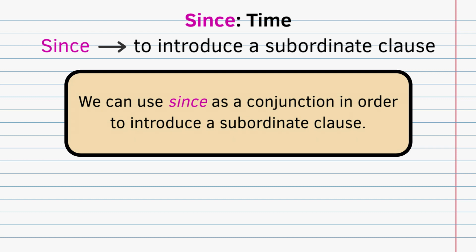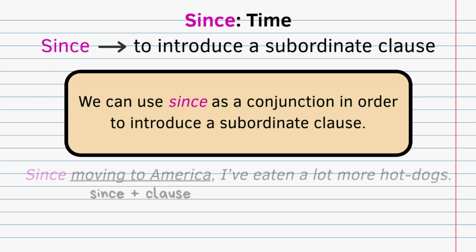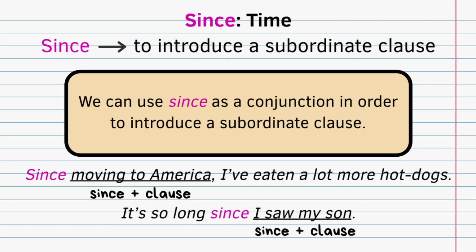Since to introduce a subordinate clause. We can use since as a conjunction in order to introduce a subordinate clause. Here are the examples. Since moving to America, I've eaten a lot more hot dogs. Since plus clause. It's so long since I saw my son. Since plus clause.